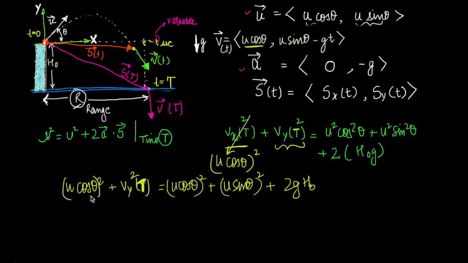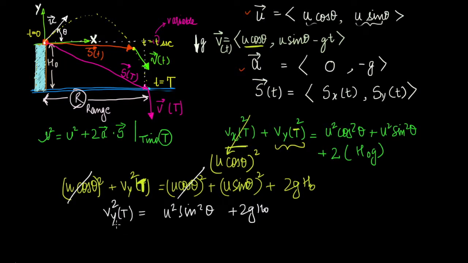Well, it's evident. What we can do is subtract u cosine theta square from both the sides. That is equivalent to cancelling this out, and we get v sub y T square equals u square sine square theta plus 2g h naught. All right, and that is interesting.